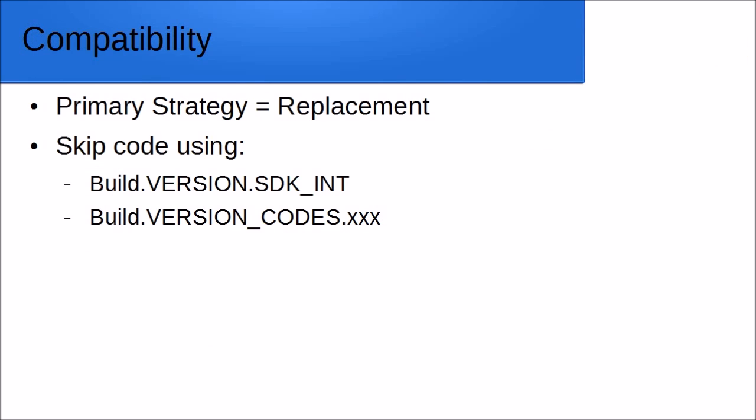And the last topic in this video is compatibility. I'll go over how to skip code using the Build.VERSION.SDK_INT constant. This lets you skip over code that's not supported by the version of Android that the user is running.